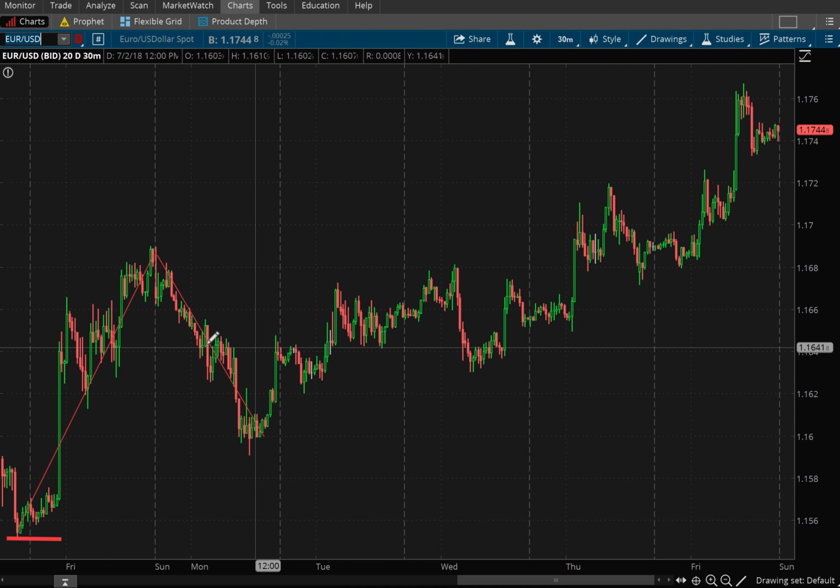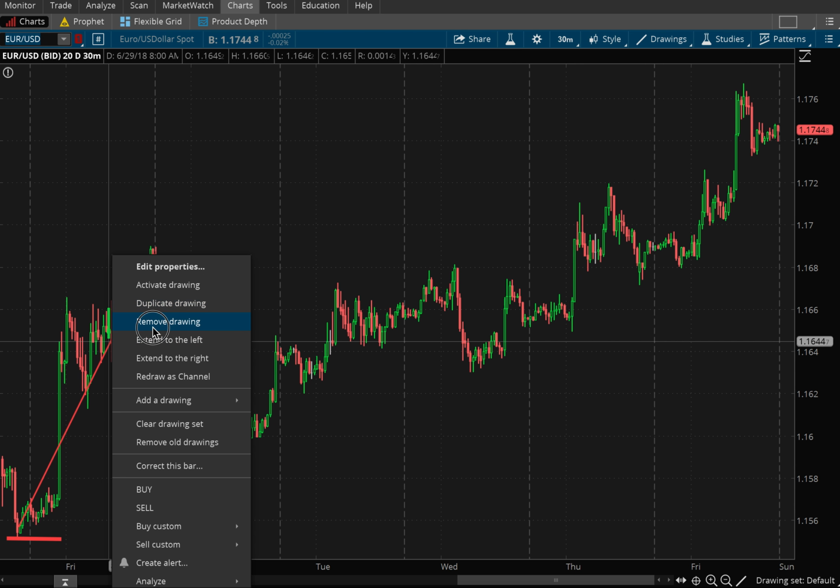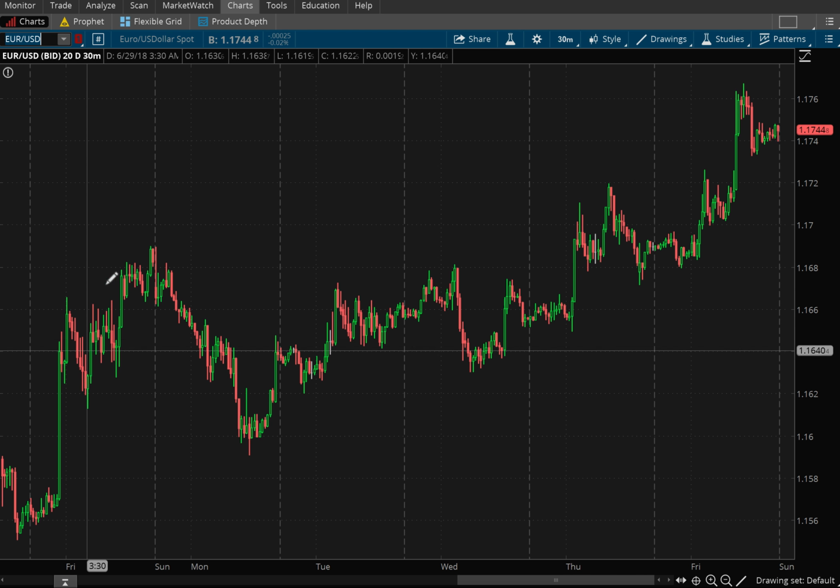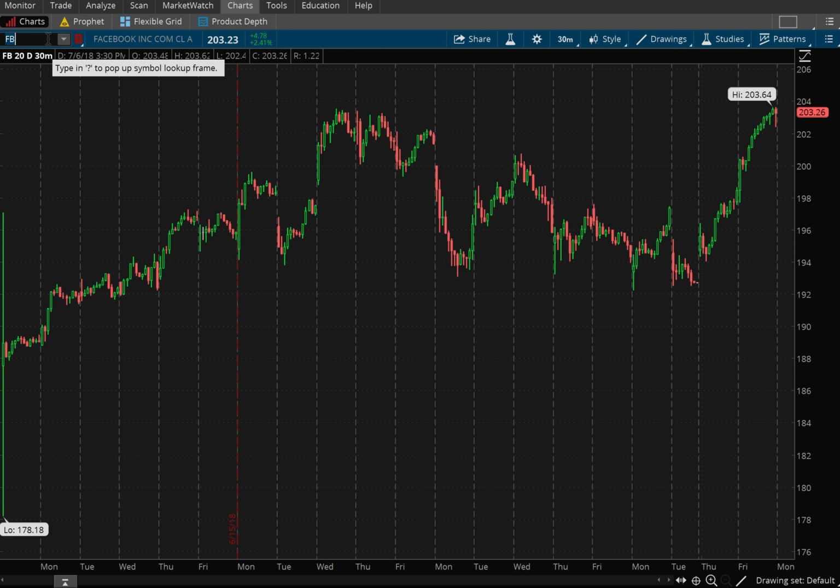So we understood what is an uptrend, right? The reverse can be a downtrend. Let's remove all of this stuff. Right, so this is applicable. So right now you're looking at Euro USD. So let's say if you want to analyze something like, say, a stock, right? Now you're looking at Facebook, right?